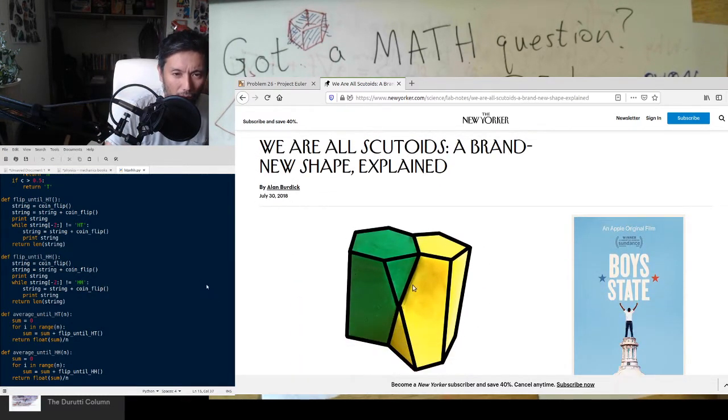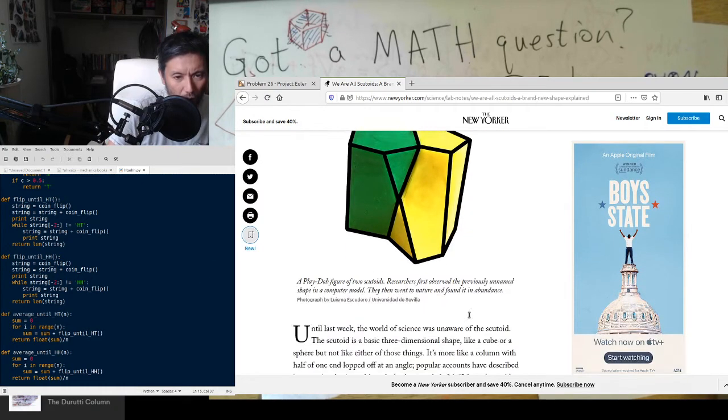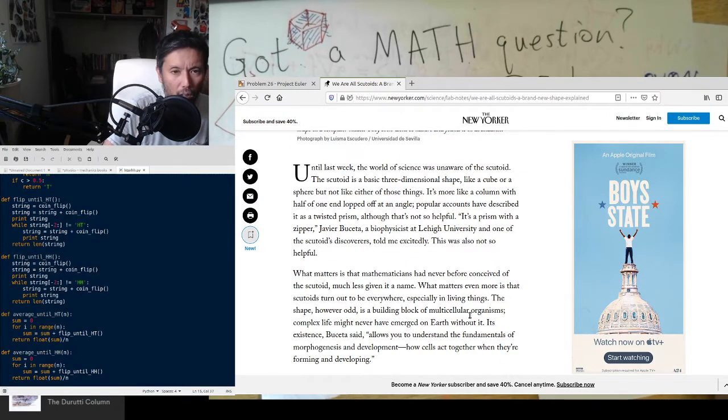Is that what I'm seeing here? Half of one end. Like, is this the part that's lopped off? It's a prism with a zipper, Javier Buceta, a biophysicist at Lehigh University and one of the scutoid's discoverers, told me excitedly. This was not so helpful.